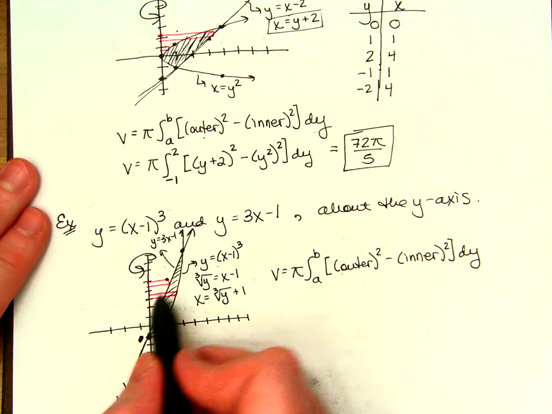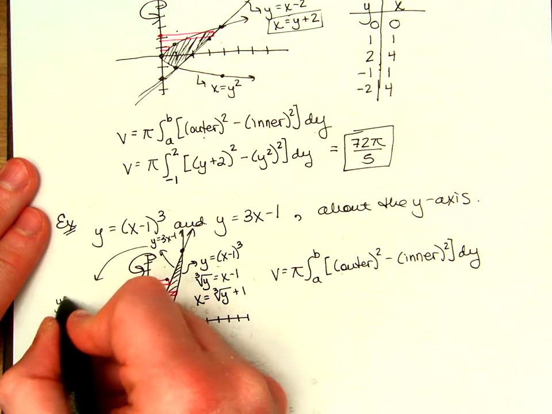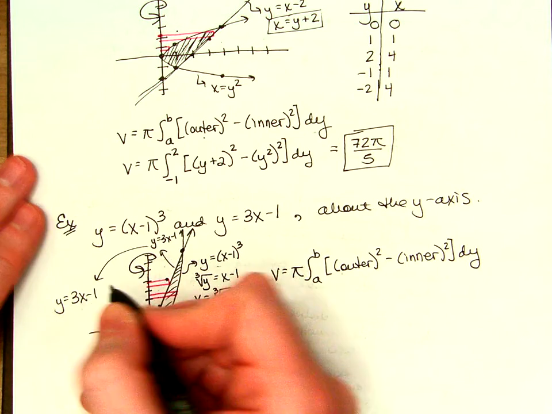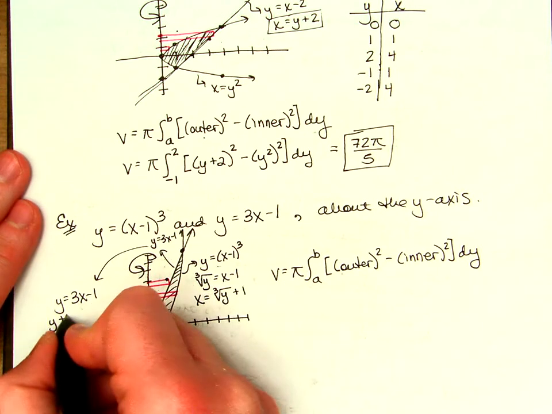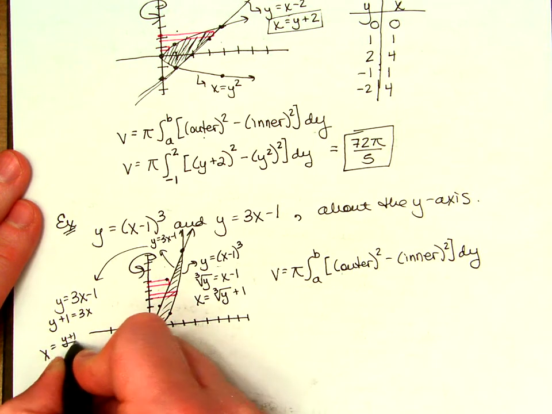Inner radius goes to the line, but again, you can't call it y equals 3x minus 1. We need to solve that thing for x to get a function of y. I'm just going to say x equals y plus 1 over 3. That'll work.